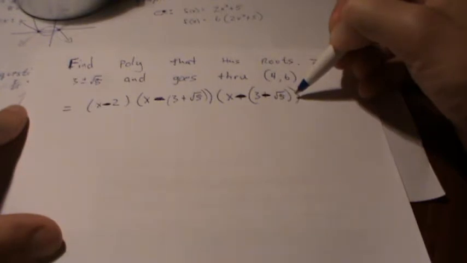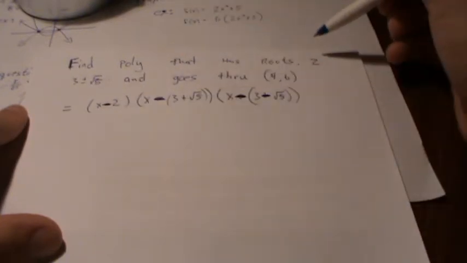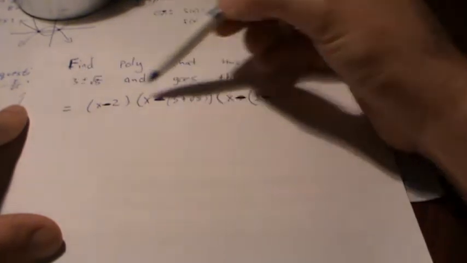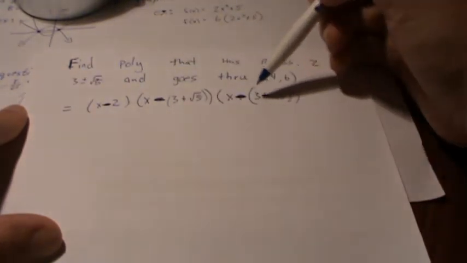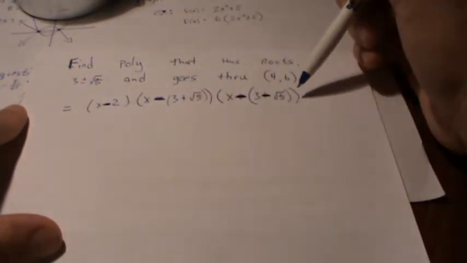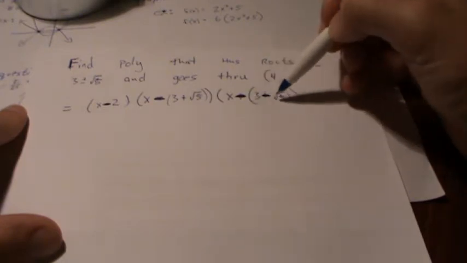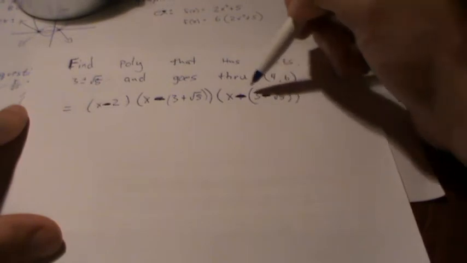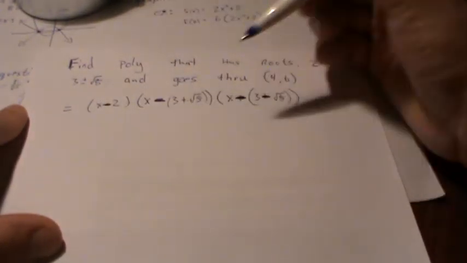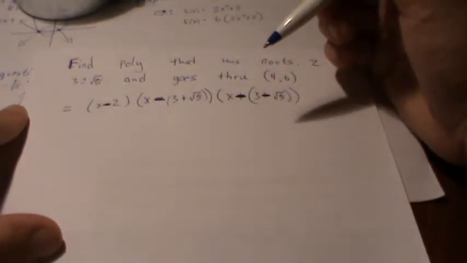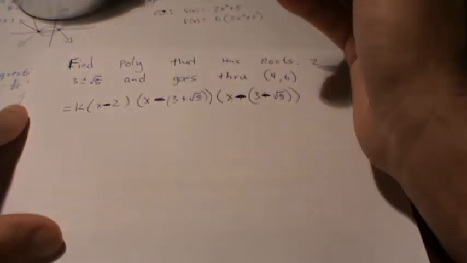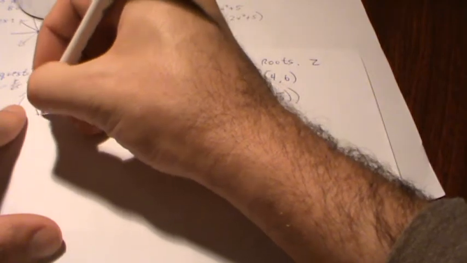Okay? It has the root negative 2. It has the root 3 plus the square root of 5, and the root 3 minus the square root of 5. Remember, these dark ones are going to be minuses, all of these. Everything on this page is a minus except for this. And now I put in my k value, and this is my polynomial.